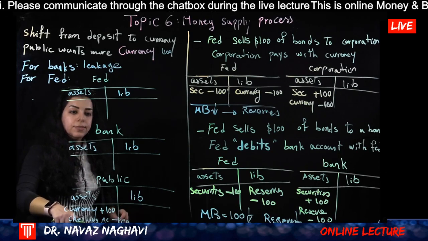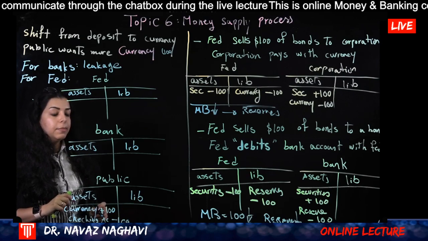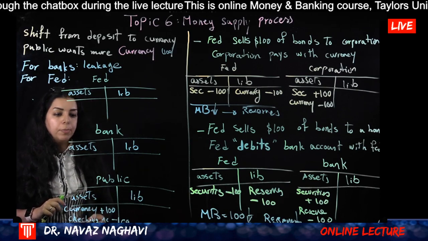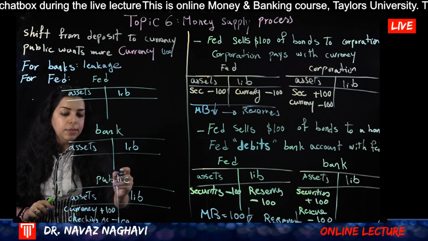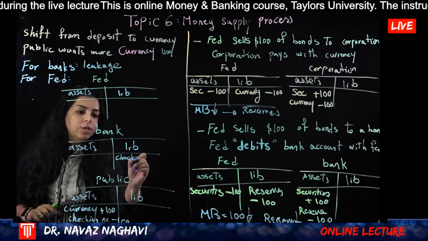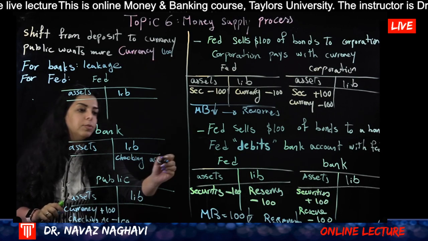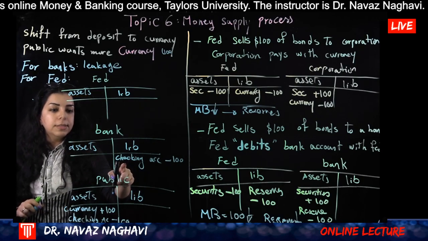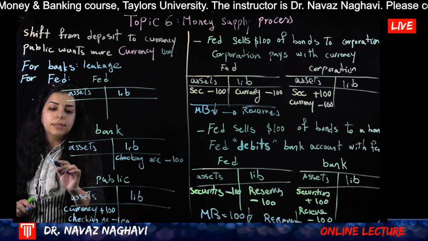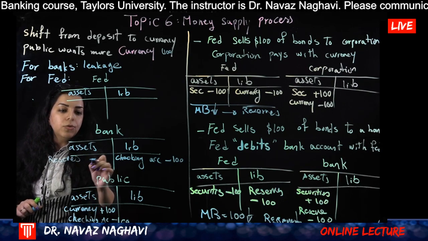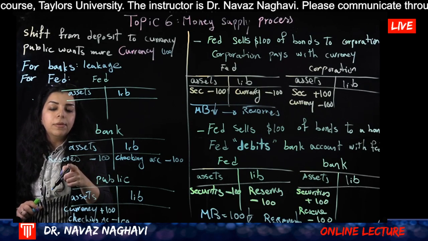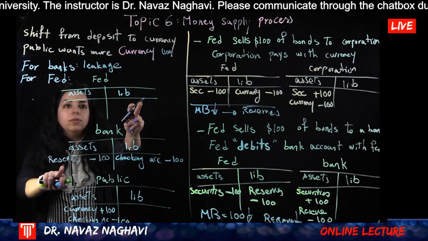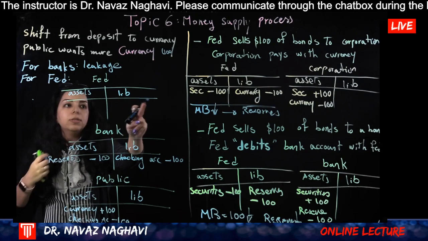Since the checking account is decreasing, what is happening in the T account of the banking system? We know that this checking account, which is the asset of the public, is the liability of the banking system. So that's why the checking account of the banking system is also decreasing by 100 units. But at the same time, the reserve of the banking system is also decreasing. We know that the reserve of the banking system is the liability of the Federal Reserve. So that's why you have to make sure that here the reserve is also decreasing by 100 units.